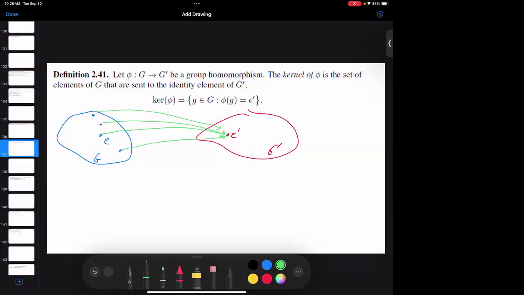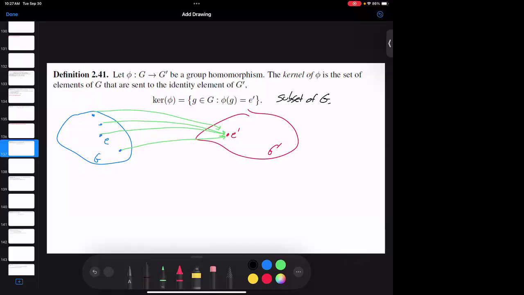So the kernel of phi, where does that live? Does it live in G, G prime, or neither? Where does the kernel of phi live? It's G. It's all elements in G that are sent to the identity of G prime under phi. So this is a subset of G. Instead of a group, what's the natural question to ask? Is it a subgroup?